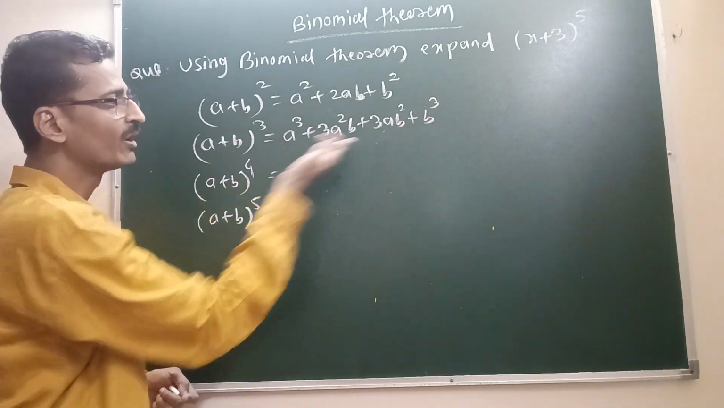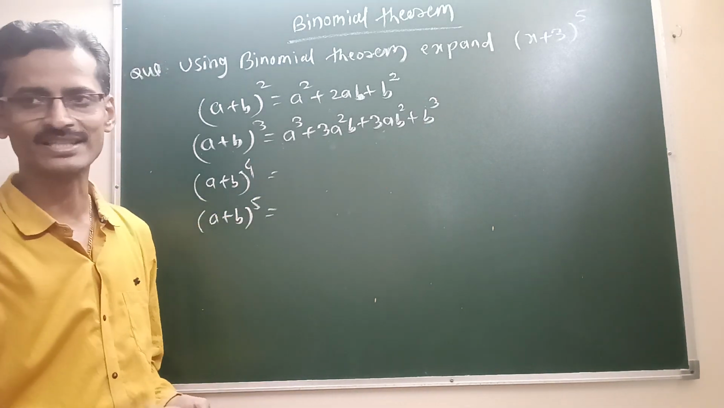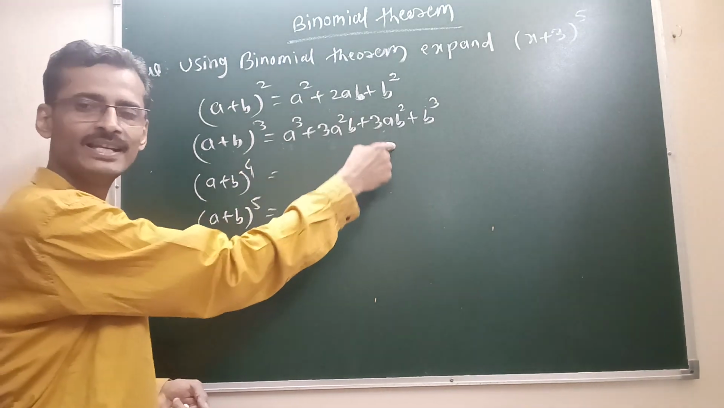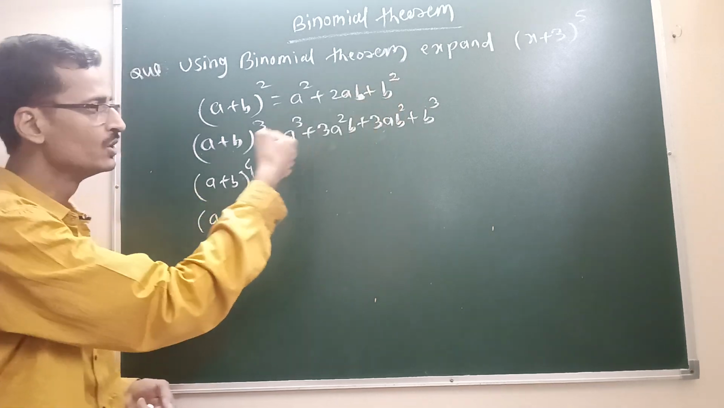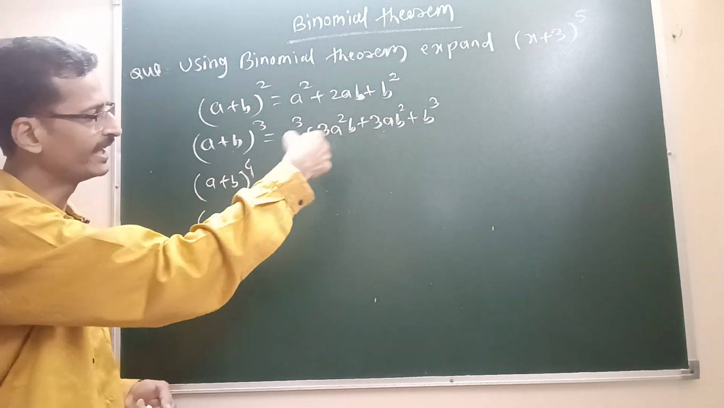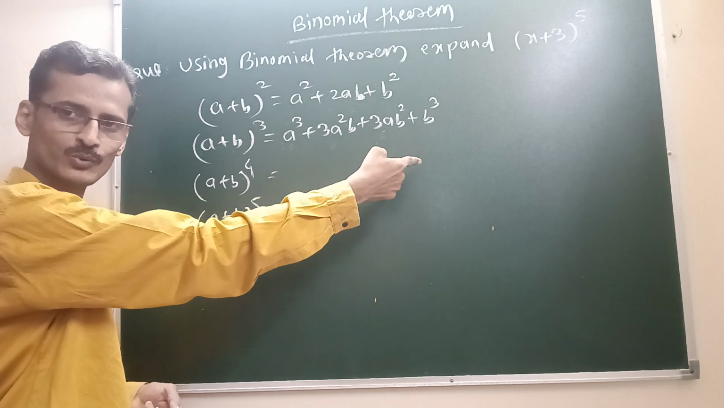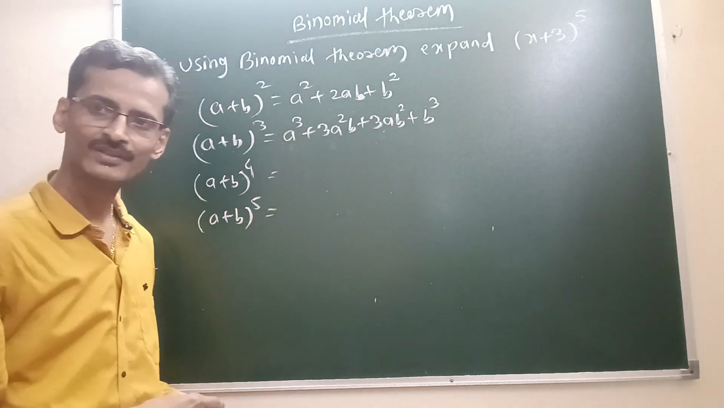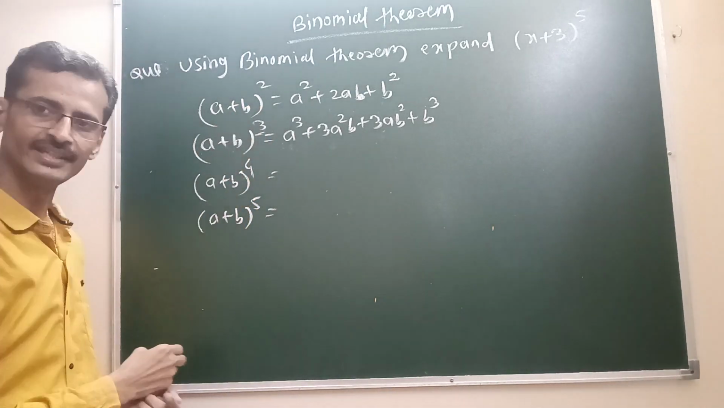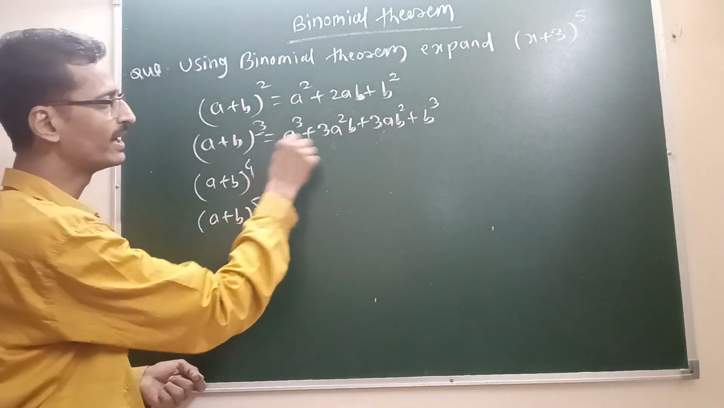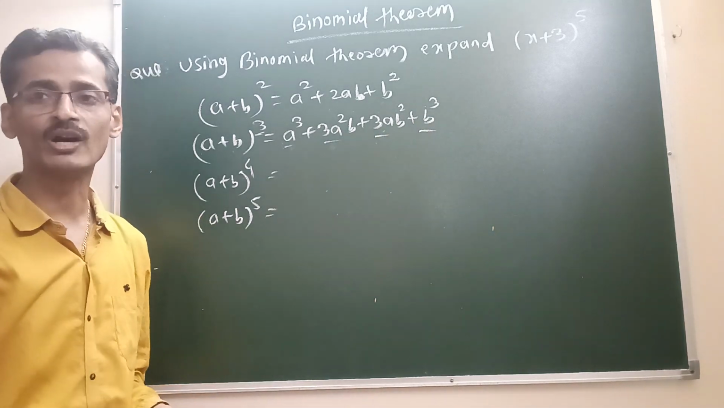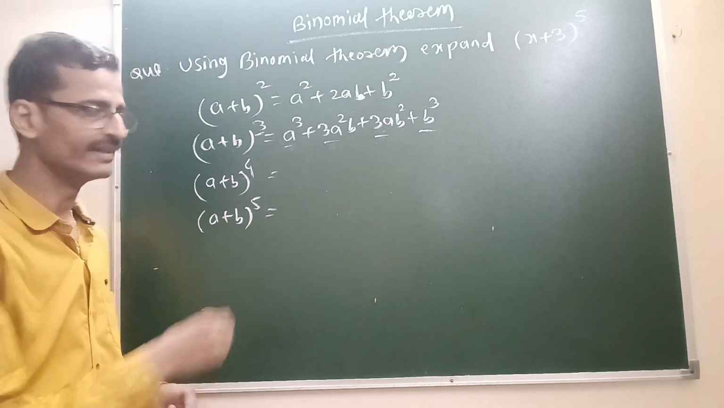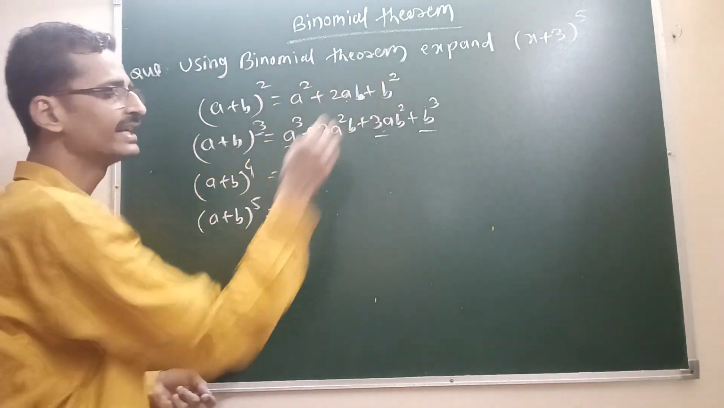And b is decreasing from this side, that means b is increasing from this side. So here there is no b, b raised to 0, b raised to 1, b raised to 2, b raised to 3. So a cubed, a raised to 2, a raised to 1, and a raised to 0. And here b raised to 0, b raised to 1, b raised to 2, b raised to 3. So when n is 3, the number of terms are what? 1, 2, 3, 4. That means the number of terms is n plus 1. 3 plus 1, 4 terms are there. Same here, 2 plus 1, there are 3 terms.